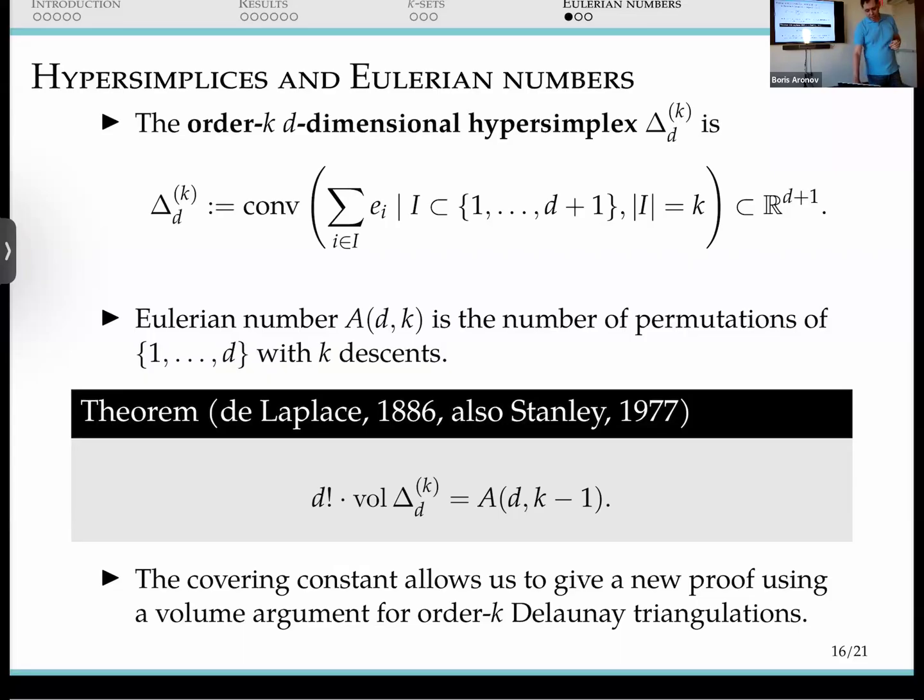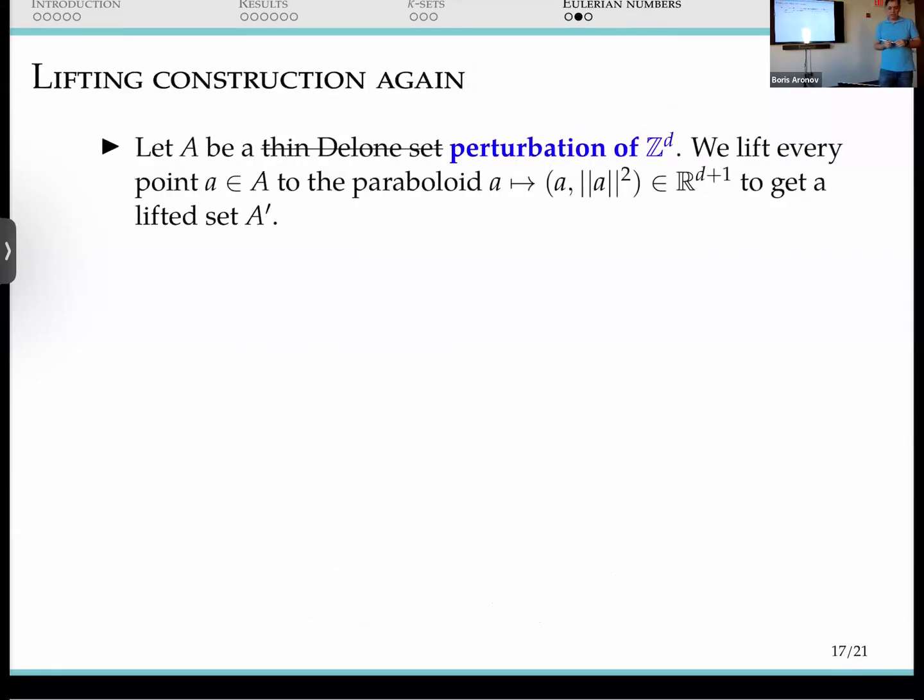So we can get a geometric proof using our constant covering number. And the way to do that is actually the same lifting construction that I used to construct the Delaunay triangulation, with a slight adjustment, that I want a slightly better set. So not just an arbitrary thin Delaunay set, but let's say a perturbation of the integer lattice, just to make sure that it is generic.